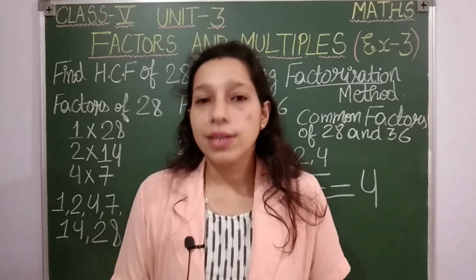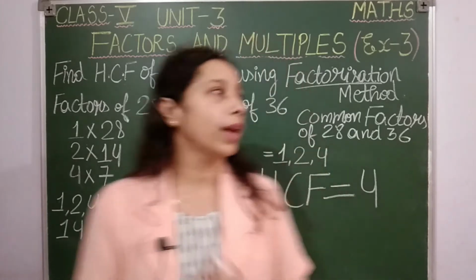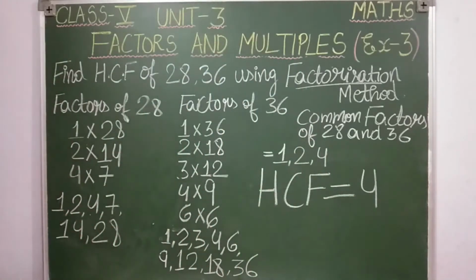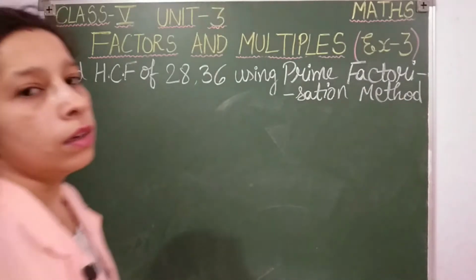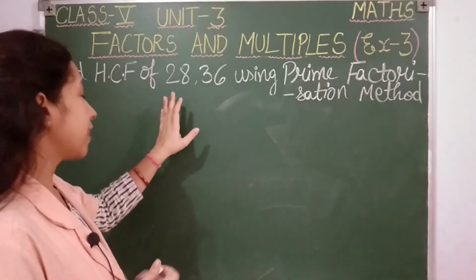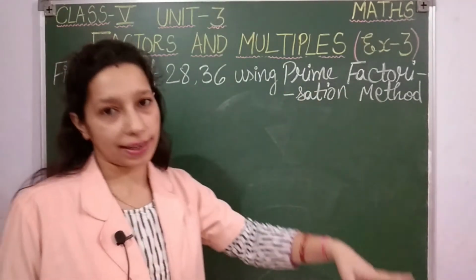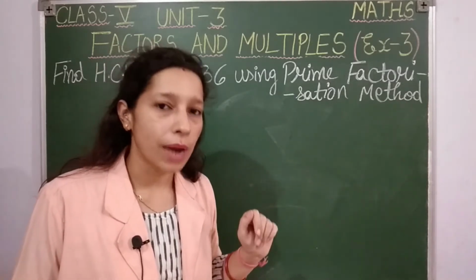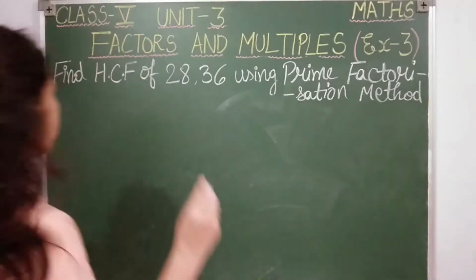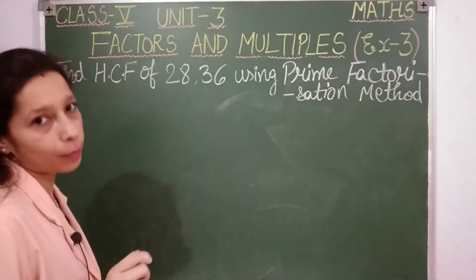Now let us see our second method, that is HCF by the prime factorization method. You can note this. So students, I have taken the same numbers. Find the HCF of 28 and 36 using the prime factorization method. Let us see, students. This thing is already clear to you. You have learned in exercise 2 how to calculate prime factorization.